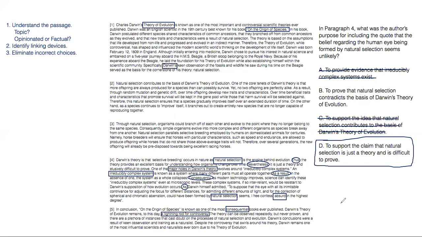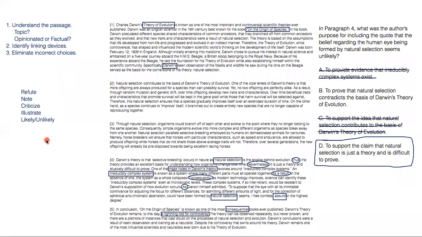In the quote, he says, to suppose that the eye does all of the jobs that the eye can do, and that happened through natural selection, seems absurd. So breaking down and restating that quote allows us to choose answer choice D.